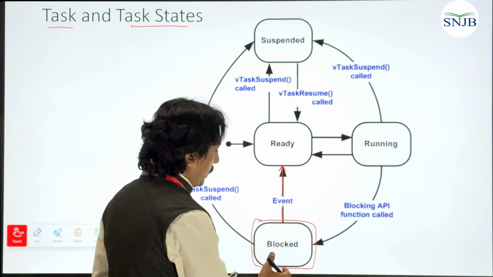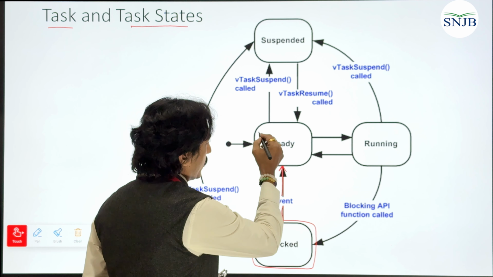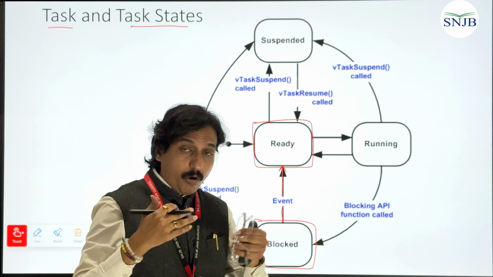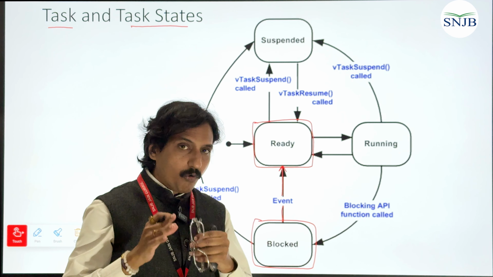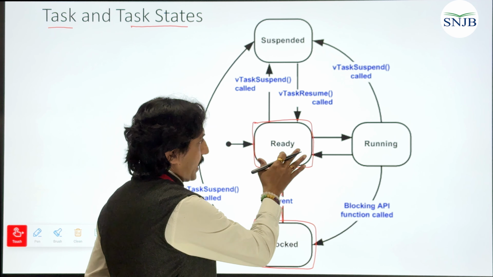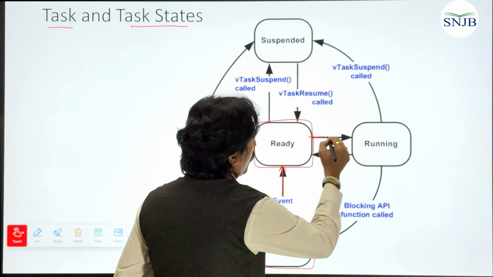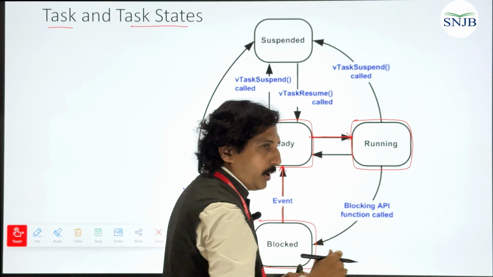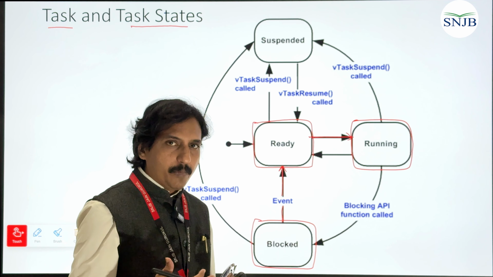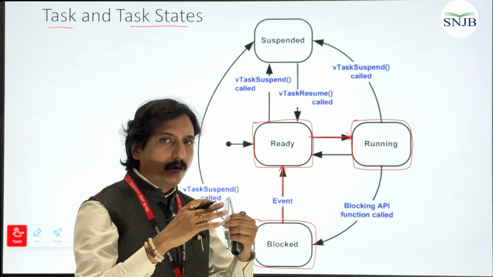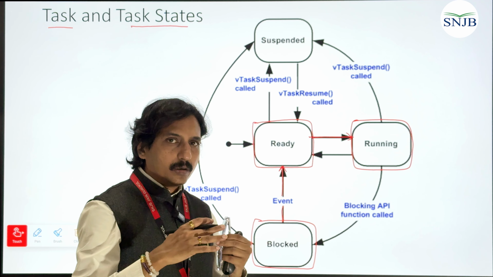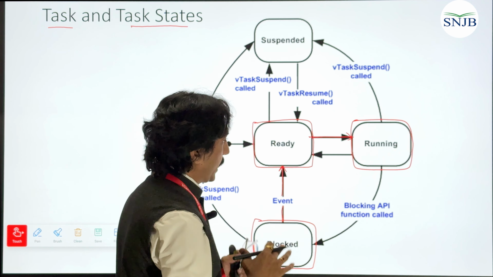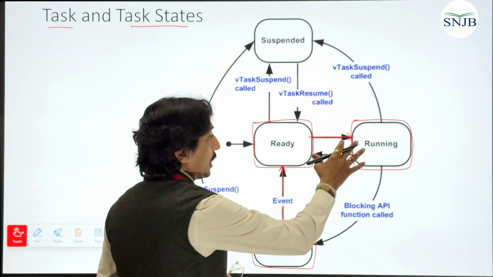When that task receives an event and goes into the ready state, it is in a waiting state for the running condition. It is waiting for running. When it is ready, it can go to the running state. So it is now loaded into the memory and it takes the resources of the embedded system to run for that particular time. So it is in the running state.